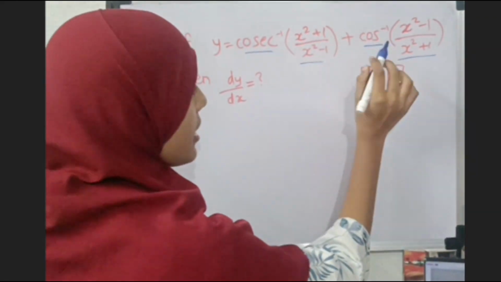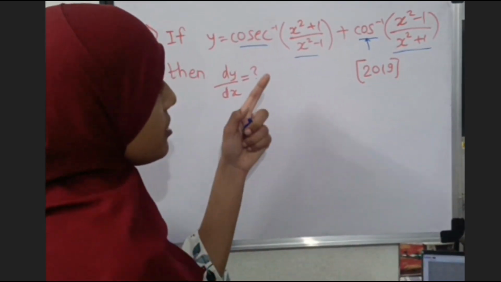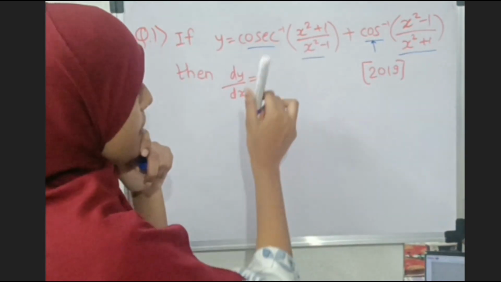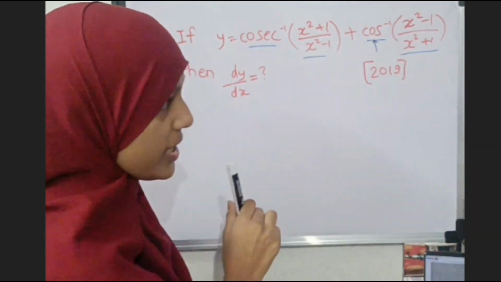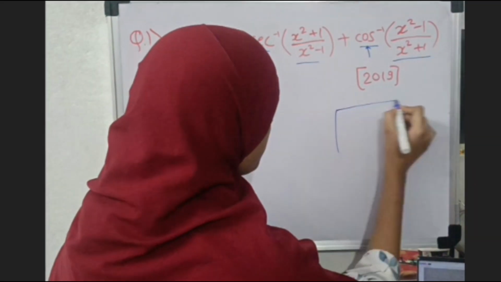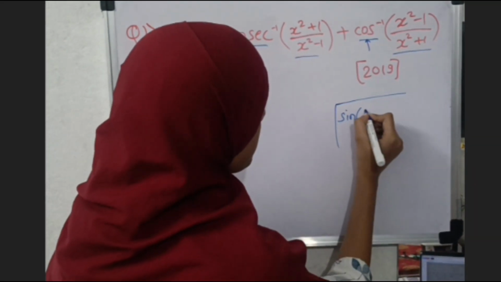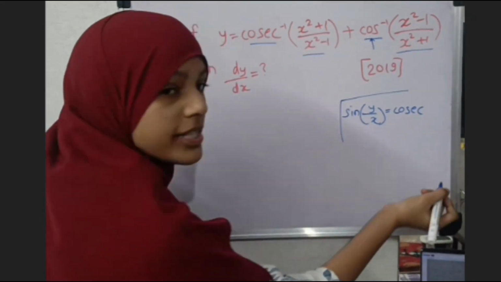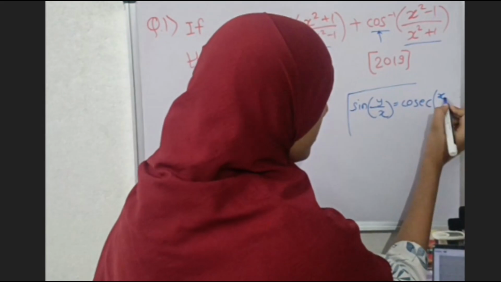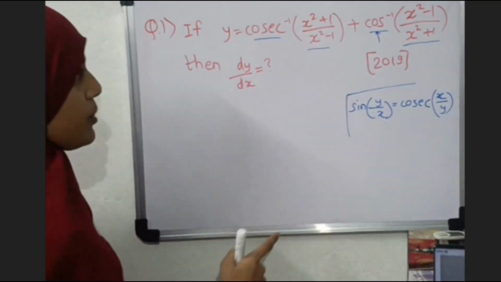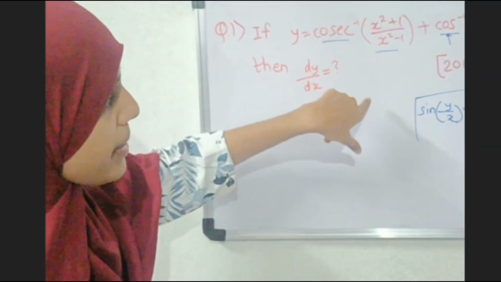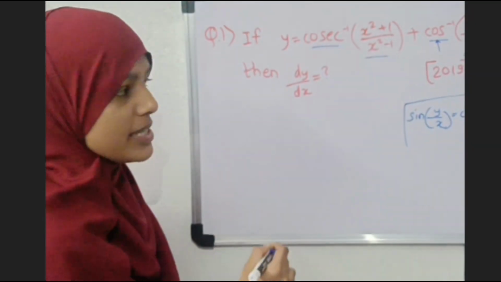But here we can't change cos. We can change cos also into sec, but we will go through changing cosec into sine. So as we know, if we have a function sine of y by x, then what will be the cosec? Cosec will be x upon y. That is the reciprocal. So here we are given cosec inverse of (x square plus 1) divided by (x square minus 1). So what will be the sine here?